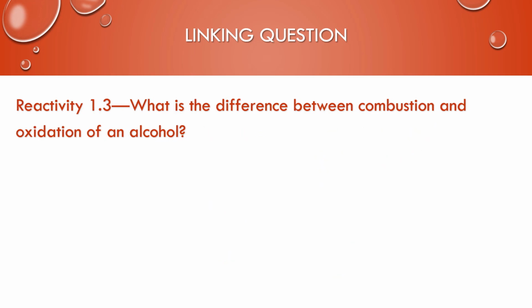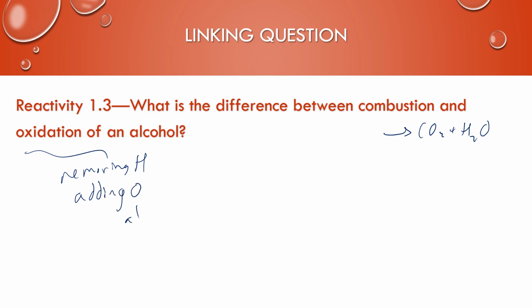Okay, difference between combustion and oxidation of an alcohol. Combustion is going to be forming carbon dioxide and water, or if it's incomplete combustion, it could be carbon monoxide or just carbon. Whereas oxidation of an alcohol is going to be removing hydrogens or perhaps adding an oxygen. So removing hydrogens to form that aldehyde or ketone, or it could be adding an oxygen if you're going from the aldehyde to the acid, which is very different than what you're seeing in combustion, where you're actually breaking the bonds between the carbons.